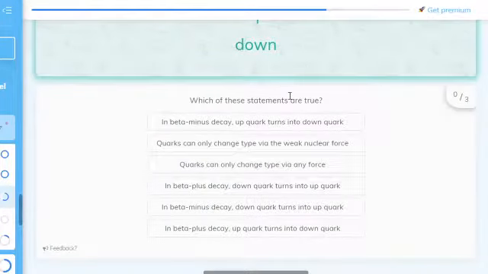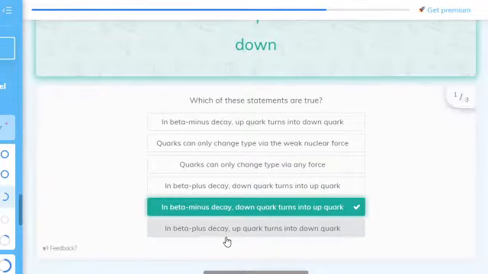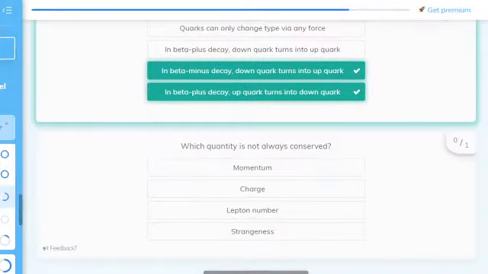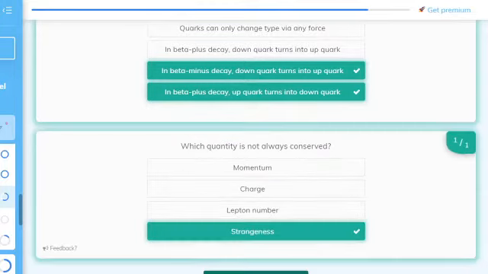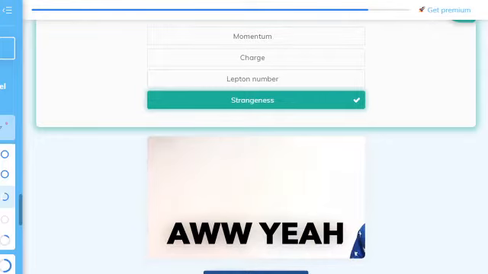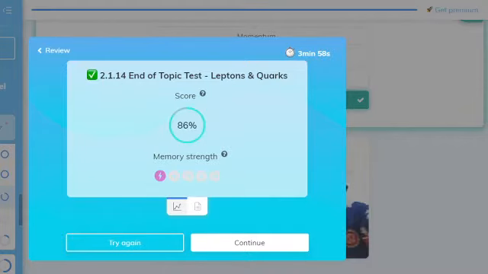Which of these statements are true? In beta minus decay, an up quark turns into a down quark. Beta minus is when a neutron becomes a proton, so one of the downs becomes an up. In beta plus decay, the opposite happens, so an up becomes a down. And quarks can only change via the weak nuclear force. Yep, simple. Which quantity is not always conserved? Strangeness. It can only be conserved in strong interactions. And we did it. Theoretically, that was a lot better than what I did last time. Peace.